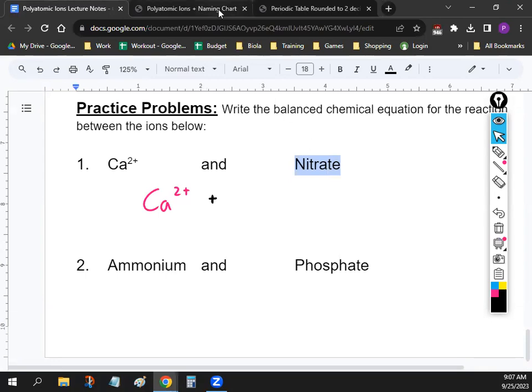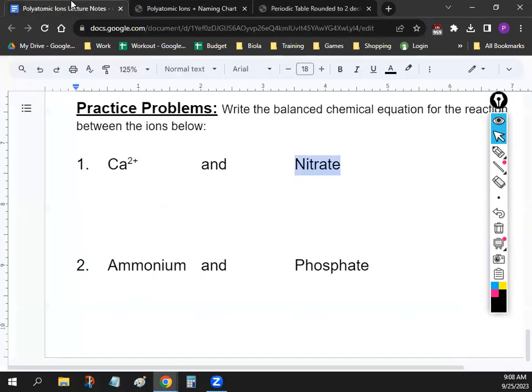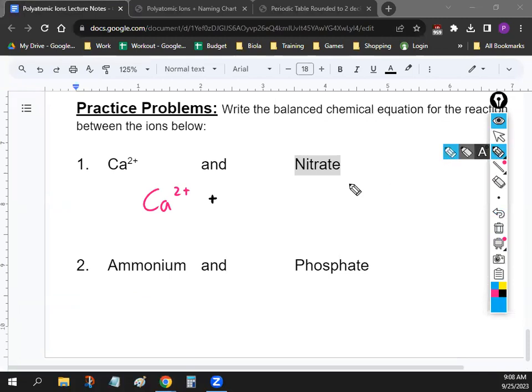All right, so if you take a look at the polyatomic chart, you should see nitrate right here on the top right. So if you look, nitrate is NO3-. So like I said, you want to keep it exactly the way it is. So for nitrate, we're just going to write NO3-, okay?